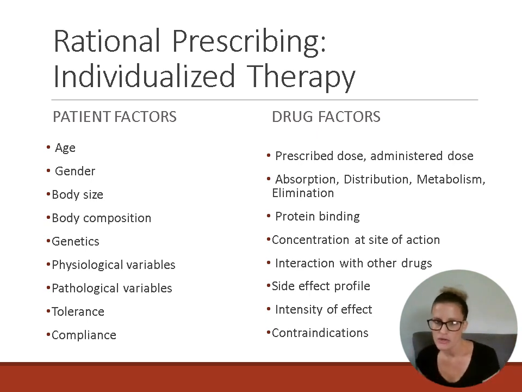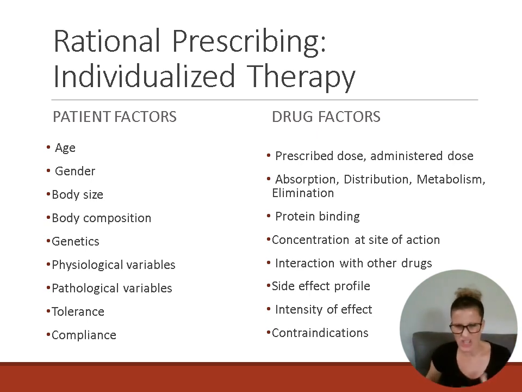Drug factors that are important. Again, we're going to talk through all of this stuff, but drug factors: the prescribed dose and the administered dose. So is the patient actually getting what you prescribed? Absorption, distribution, metabolism, and elimination. These are the pharmacokinetics of the drug. Protein binding: does the drug roam free through the blood or is it attached to proteins?